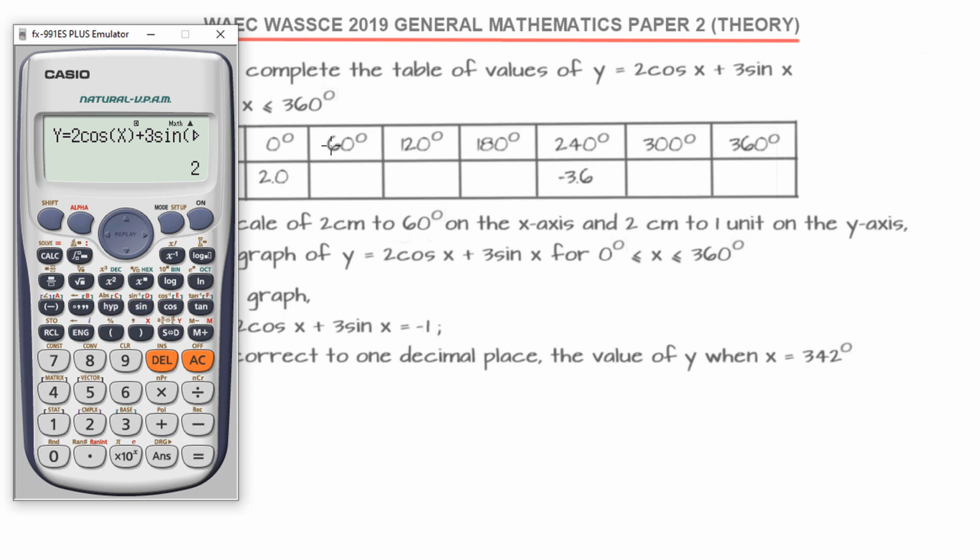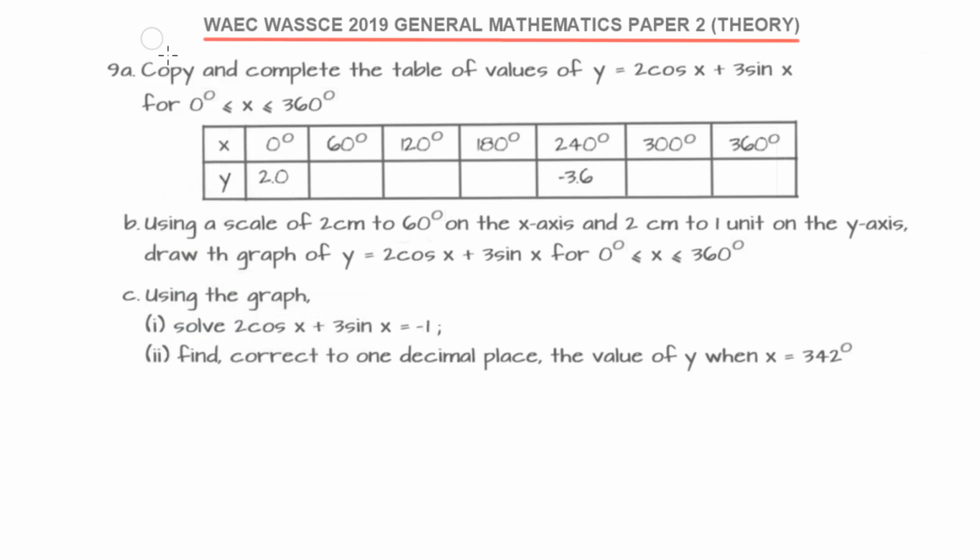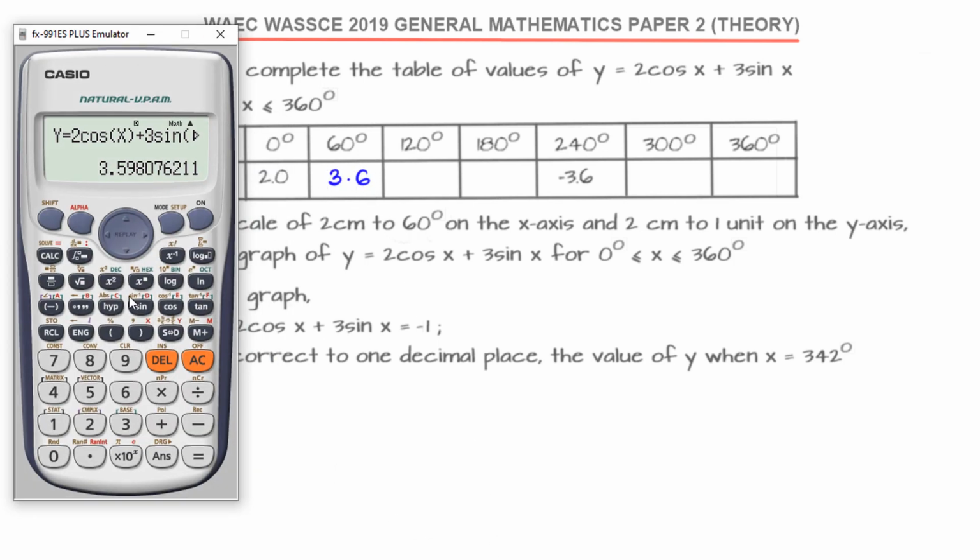So we can see that y is 2 when x is 0. Again, you can say calculate when x is 60, and notice we are working in degrees. Now it's giving us in surd. Just press this to translate to decimal, surd to decimal. So this is 3.598. Okay, but because the table that was plotted for us was done in 1 decimal place, we can round that up to 1 decimal place.